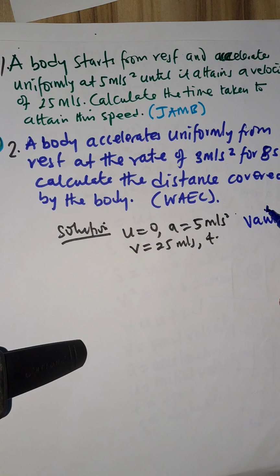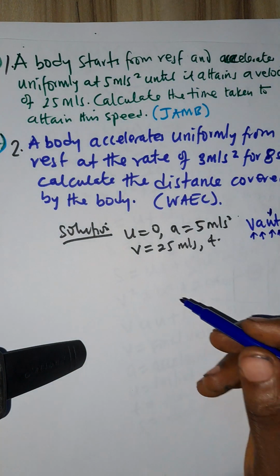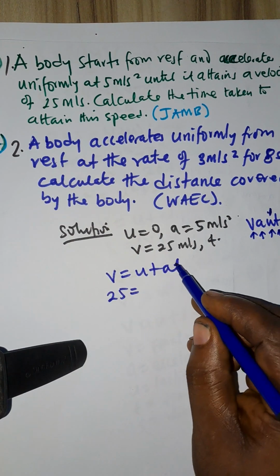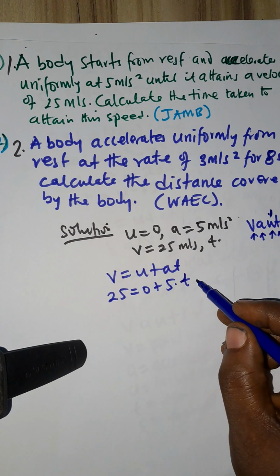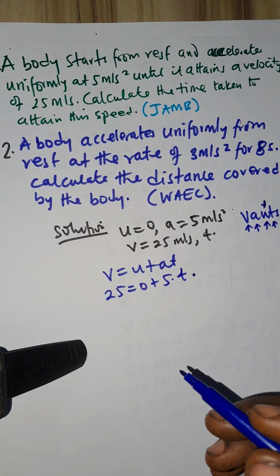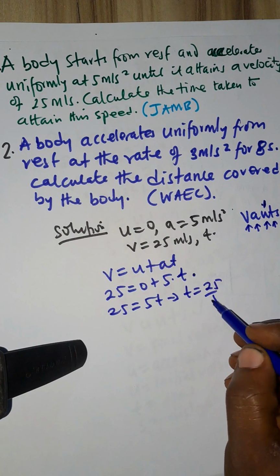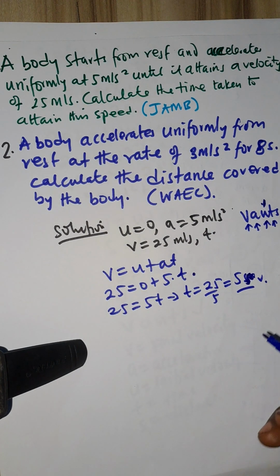U is always there. It has A, it has V, it has T, but it doesn't have S. So the appropriate equation to use is the first equation. It doesn't have S, and so we'll use V equals U plus AT. So V is 25 equals U, which is 0, plus A, 5, times what? Time. Time is the one we are required to calculate. So 25 equals 5T. T becomes 25 over 5, equals 5 seconds.